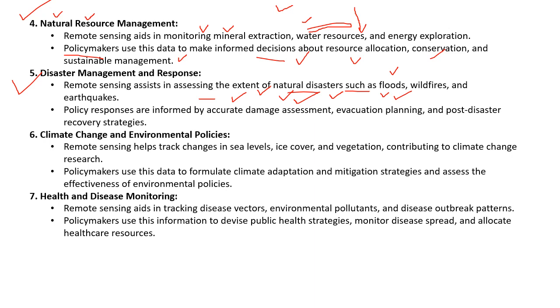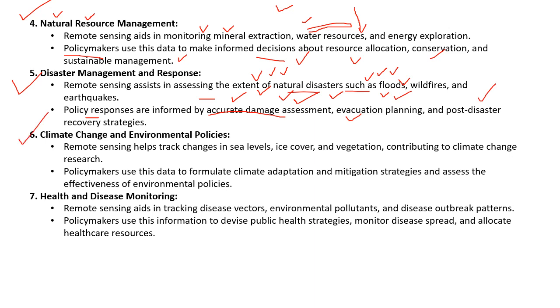So here the significant thing is the measurement. You are giving the measurements. Okay, this is the area. As many houses are submerged, you can calculate based on the house density, or you can give some information on how many people are affected. And where the problem is worst, where the problem is moderate, and where there is less problem. So it will help the policy responses for accurate damage assessment, evacuation planning, and post-disaster recovery strategies.